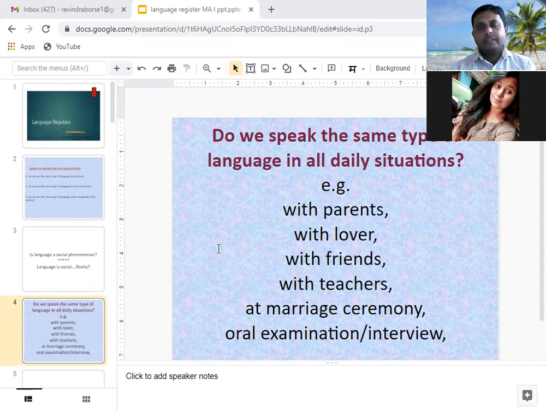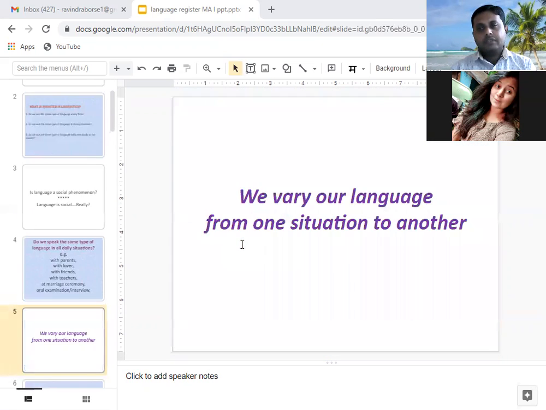keeping in mind the situation and the relationship, like with parents, lovers, friends, teachers, at a marriage ceremony, in an examination, or in an interview. We adopt a different type of language. So we vary our language, we change our language, we shift our language from one situation to another, right? So this variation is very important in sociolinguistics.